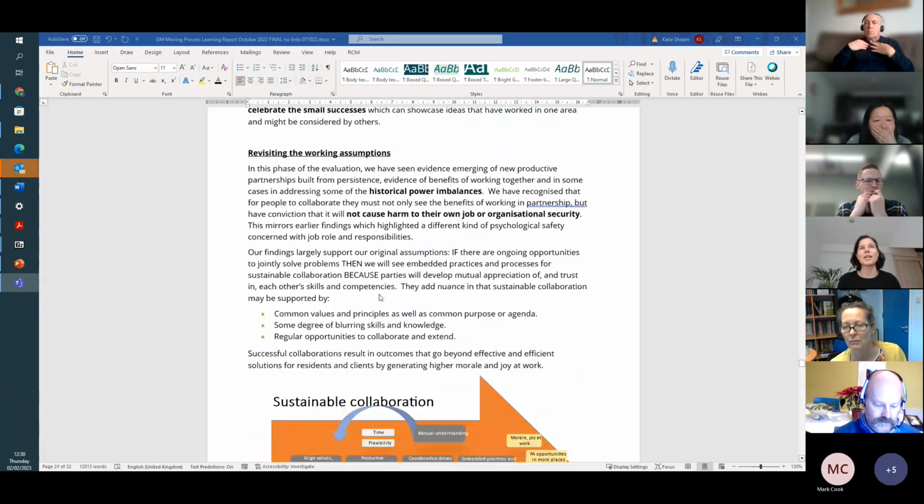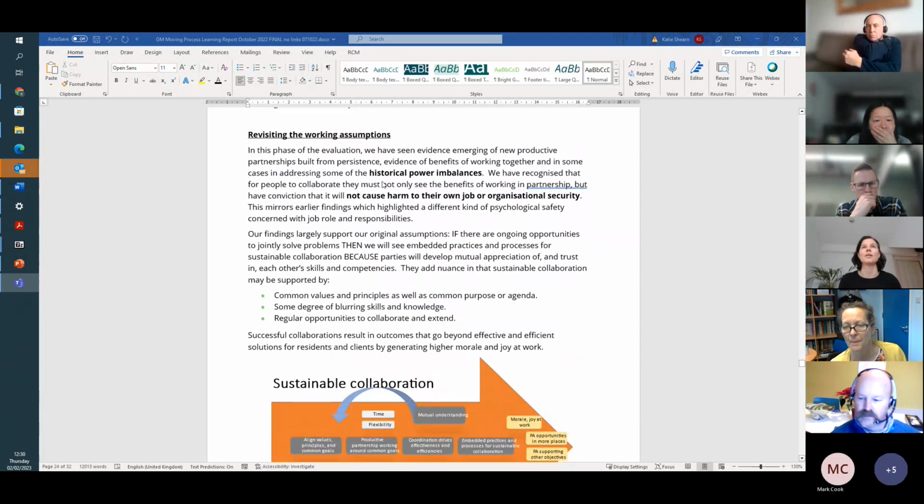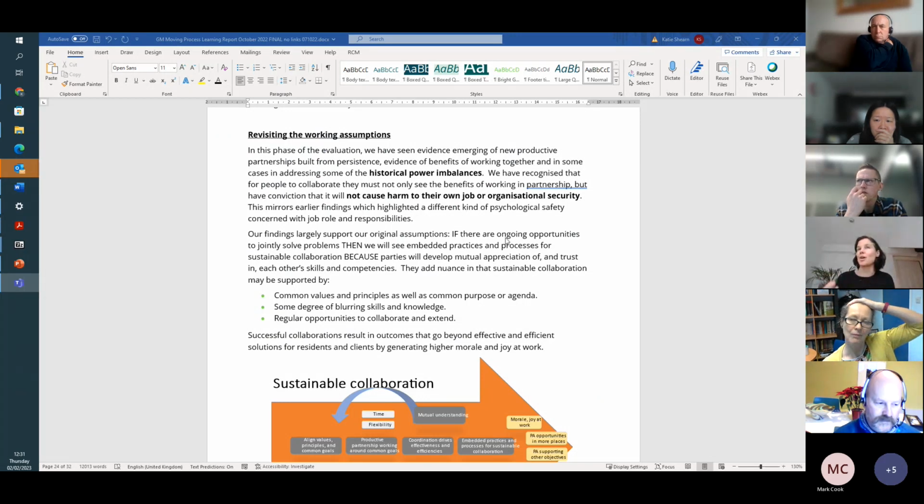And finally, we end this chapter with a kind of revisiting of the working assumptions. Because of that test we did with the other localities, we recognise that where there are historical power imbalances, further work needs to be done to address some of those things as well. And people seem to only be willing to work in partnership where it doesn't cause harm to their own job or organisational security.